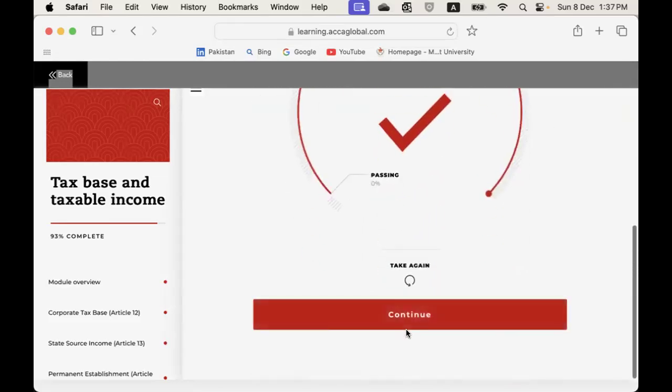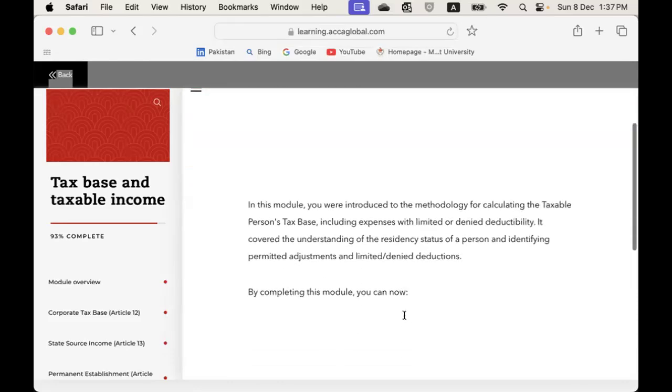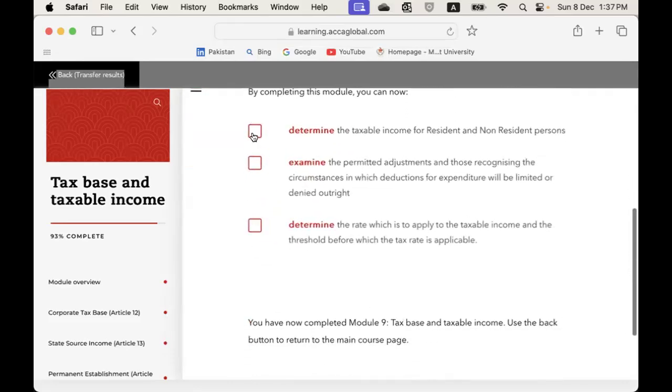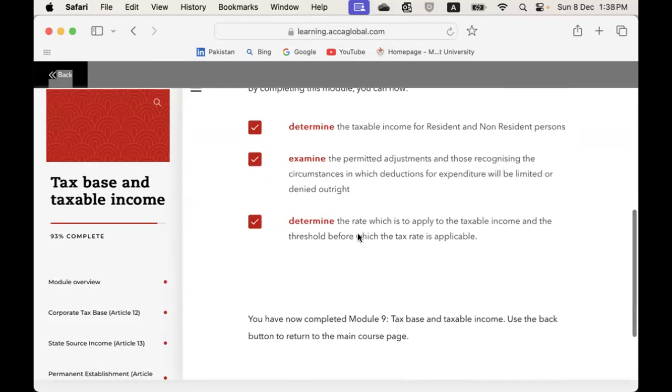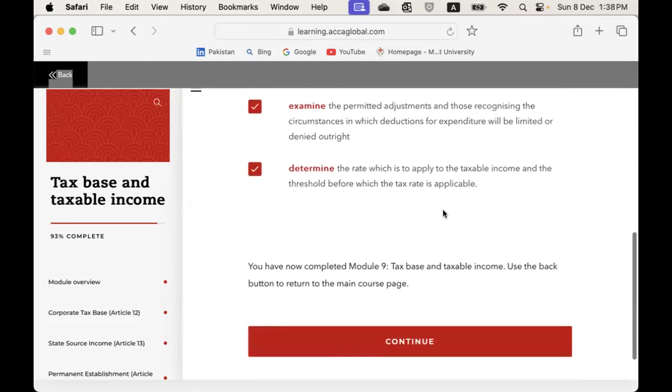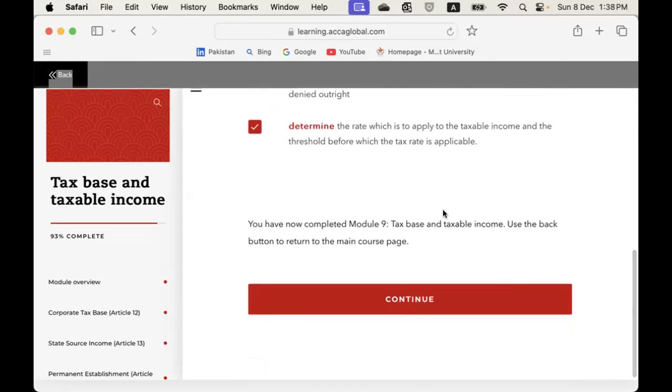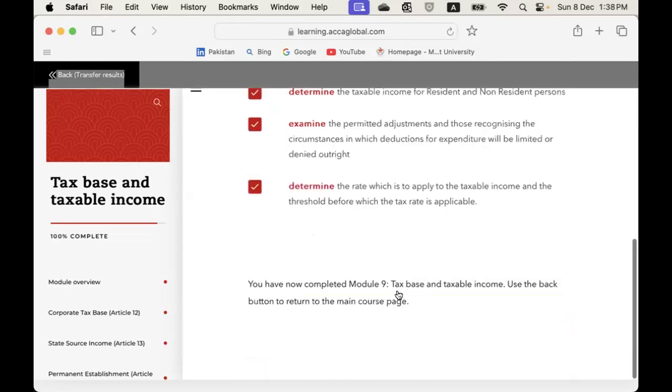Okay, perfect. Great. I hope you guys added value from this. So this is what we have read today. Determine the taxable income for the resident and non-resident, examine permitted adjustments and those recognizing the circumstances, and then determine the rate which is to apply to the taxable income and the threshold before which the tax rate is applicable. So thresholds, yes. Now complete tax base and taxable income. Okay, perfect. Great, guys.